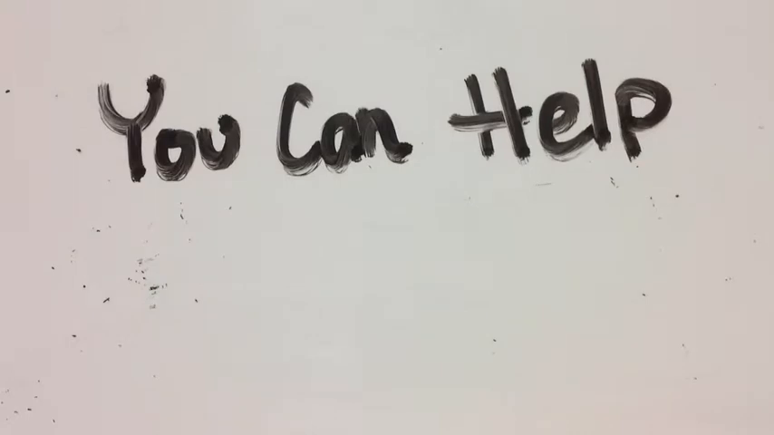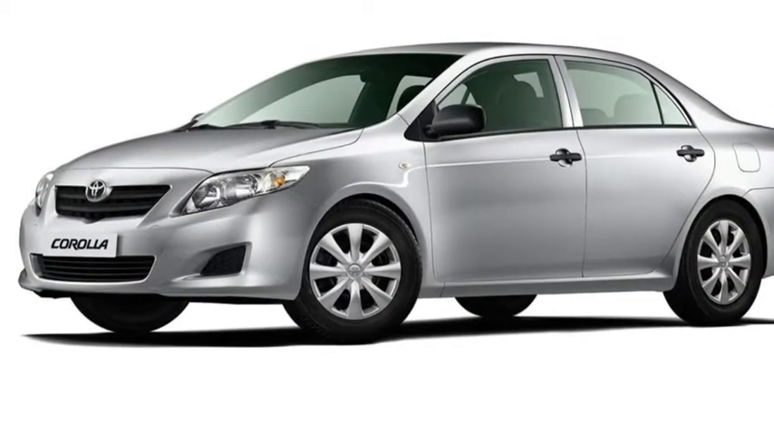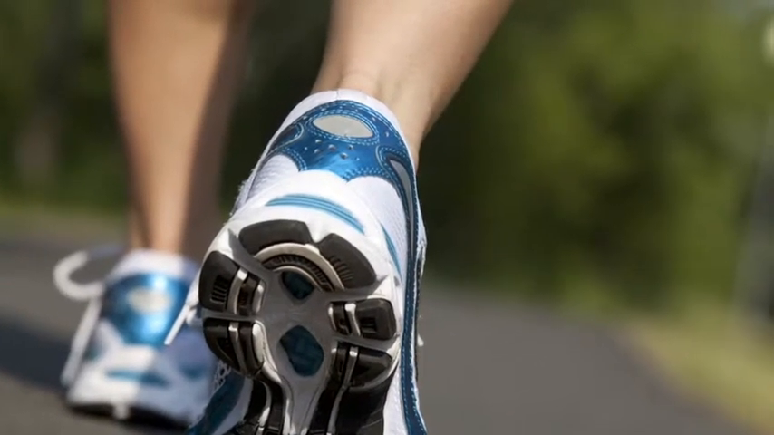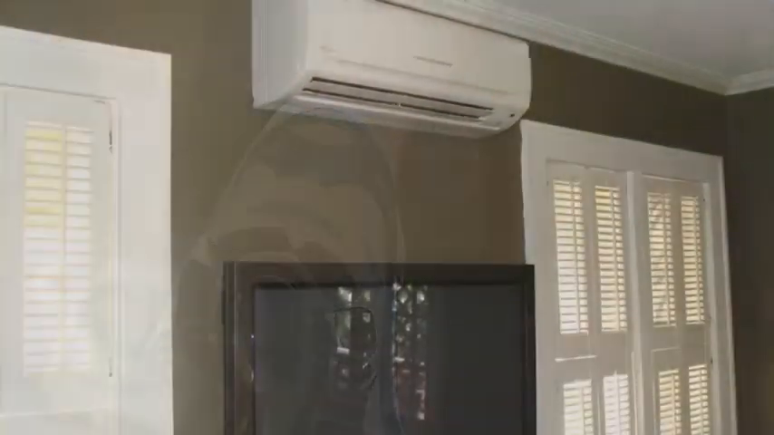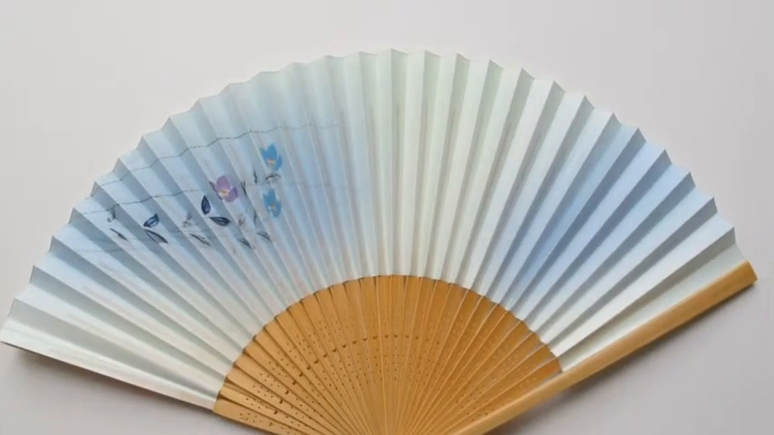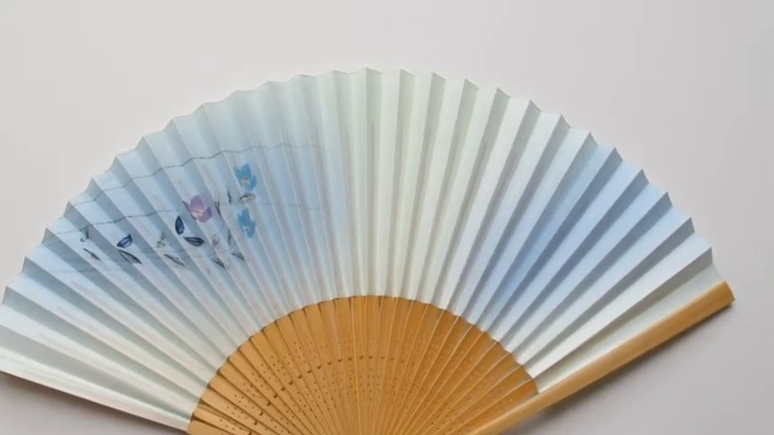You can help make air pollution smaller by just doing simple things. Here are some things you can do to help make air pollution smaller. Instead of riding a car, you could walk instead. When you walk, it won't release air pollution like a car does. When you need to cool down, don't use an air conditioner. Use a fan. You don't need fossil fuel to use it.